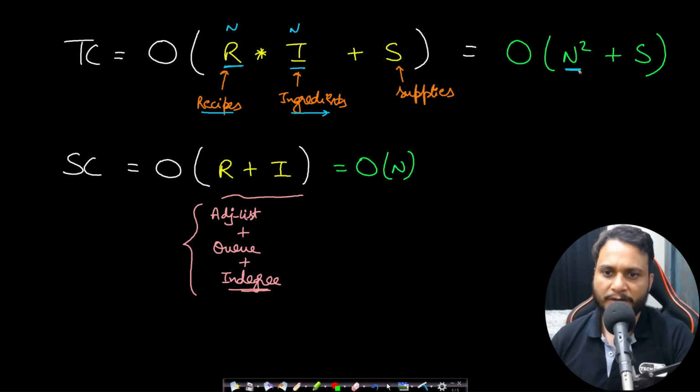So I can write an n square for it, and the supplies is also maximum 100. So you could have taken an n for it. So I can write order of n square as the time complexity. For the space complexity, it will be V plus E, where you can say that it will be n plus n, so order of n, right? Which is required by the adjacency list, queue and the in degree. I think this is clear. Let's now look at the code.